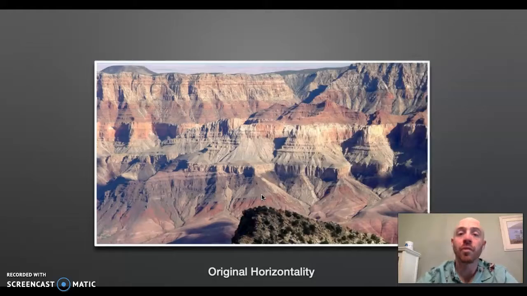So here's the idea of original horizontality. Here is the Grand Canyon. Great image. You can definitely see the different layers here that exist, and they all exist parallel to each other.